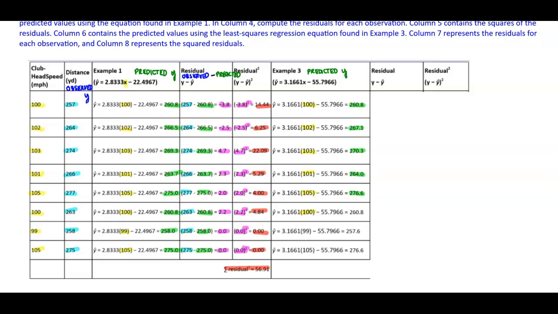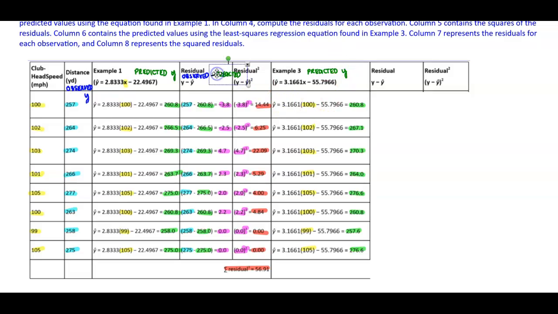Next, we plug in the value of x, which is 100, into that equation to give us a predicted value of 260.8. Next, we're plugging in the value of x to be 99 to give us a predicted value of 257.6. Next, we plug in the value of x, which is 105, to give us a predicted value of 276.